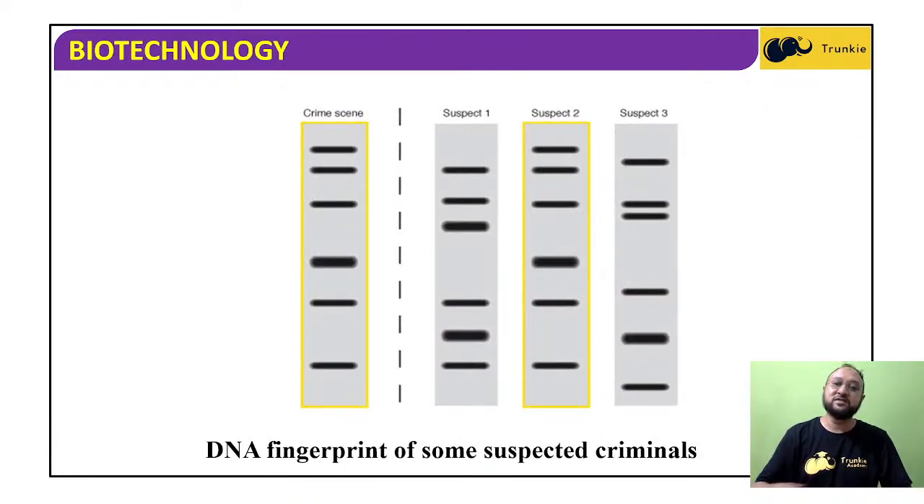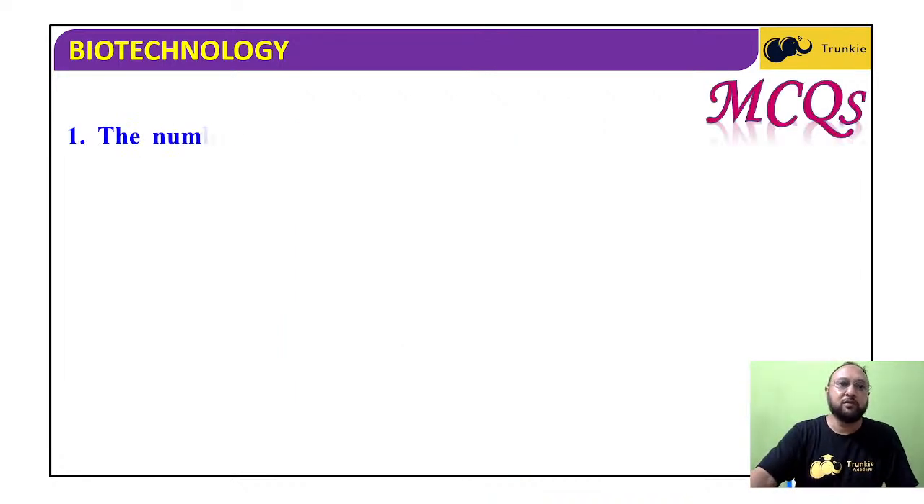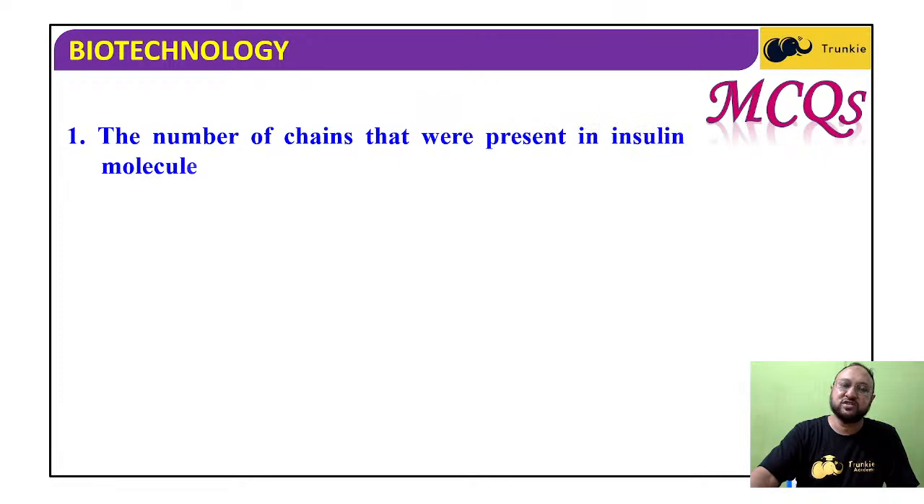We match the DNA fingerprints of suspected criminals like this: suspect 1, suspect 2, suspect 3. You can see that suspect 2 is the criminal, because the DNA sequence we obtained from the crime scene is matching with suspect 2. So we can conclude this. Now we come to some important questions and answers.